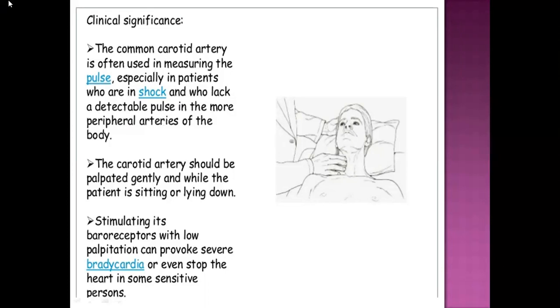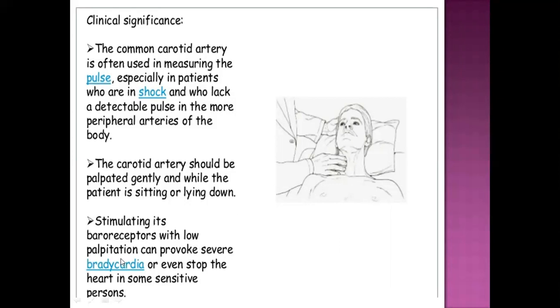So in that condition, the artery which is palpable is the common carotid artery, which can be palpated along the anterior border of the sternocleidomastoid. The carotid artery should be palpated gently while the patient is sitting or lying down. So you can palpate in either the sitting or the lying position.